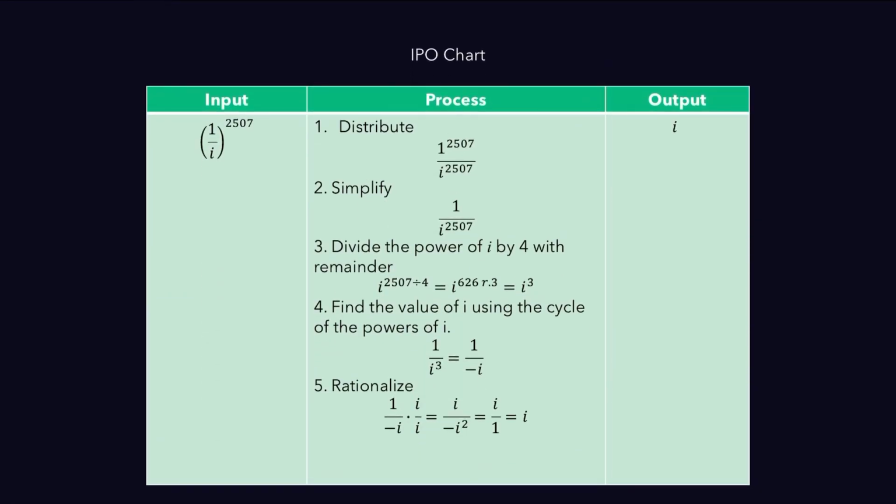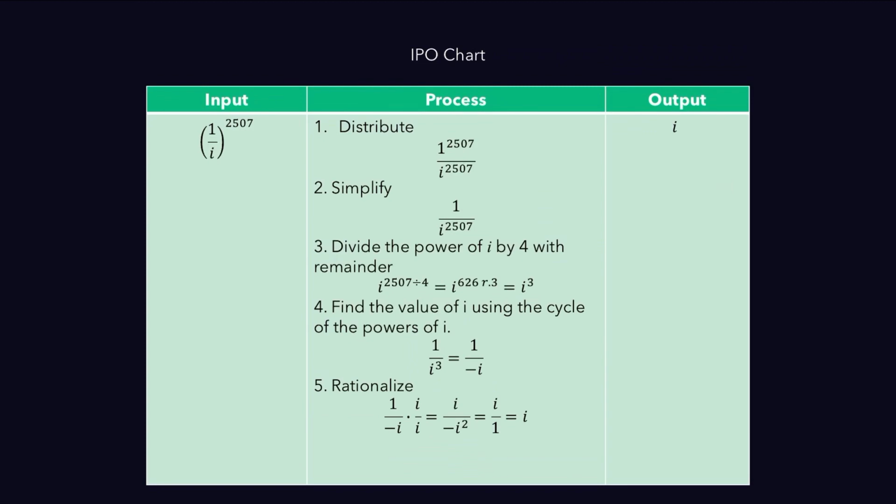Now let us proceed to number 4, which is to simplify the quantity of 1 over i raised to 2507. Here, we have the IPO chart, and for the input, we have the quantity of 1 over i raised to 2507. In order to solve for this, we are to firstly distribute the exponent 2507, then we are to simplify the equation, getting 1 over i raised to 2507. Afterwards, we are to divide the exponent of i by 4 while skipping the remainder.